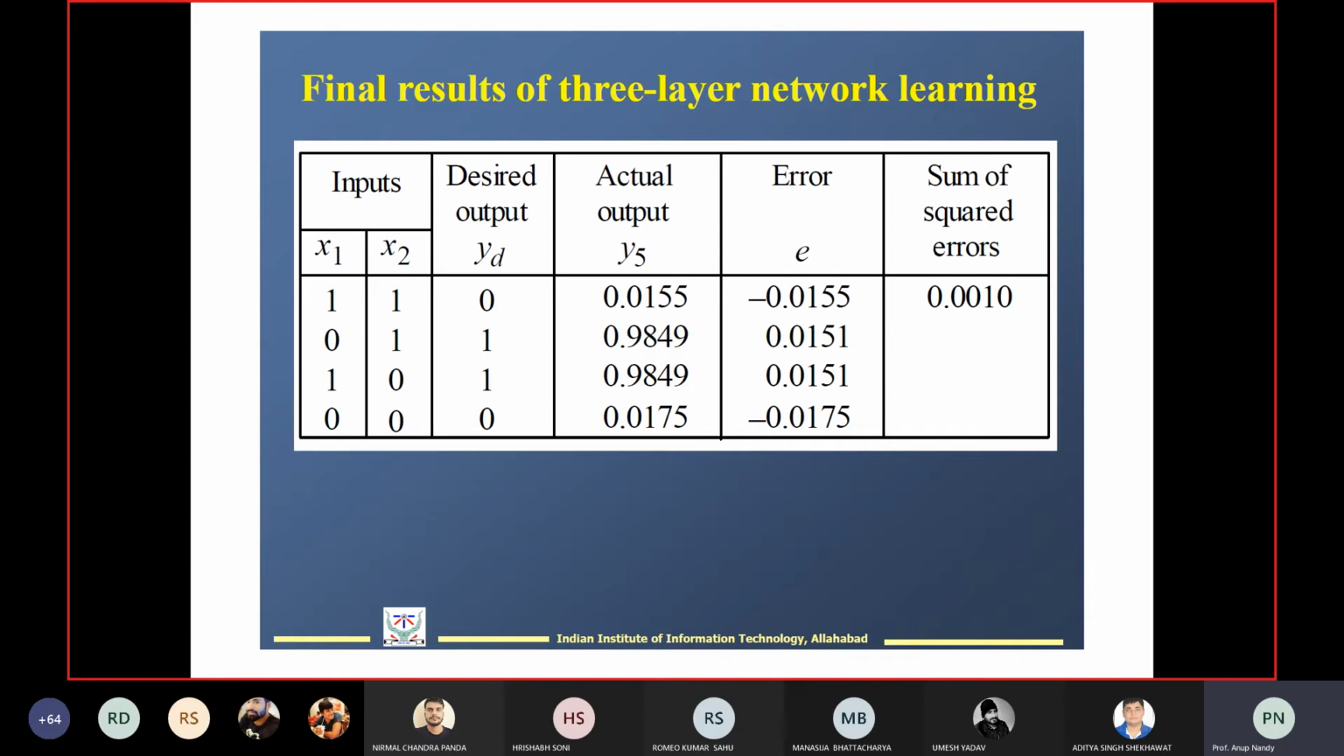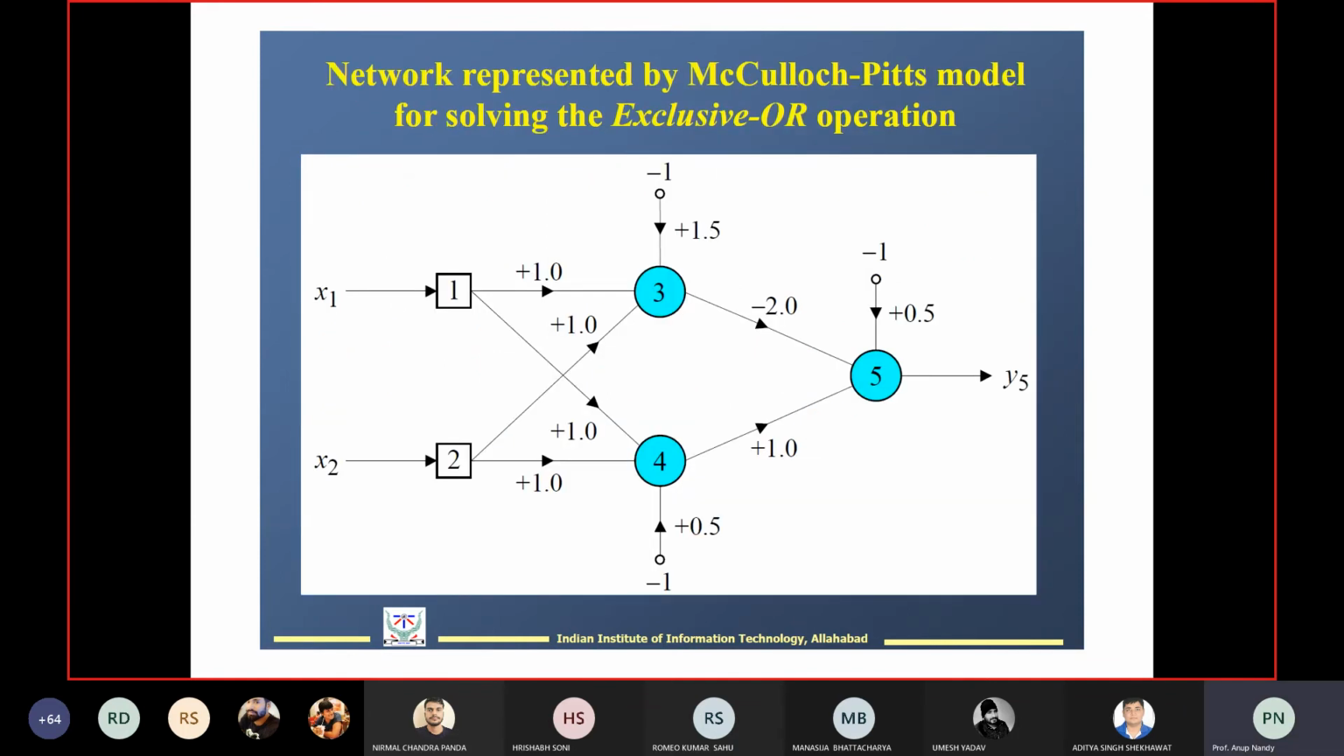So this is the final result of the 3 layer network. The inputs are 1 1, 0 1, 1 0, 0 0. There is a desired output, and the actual output generated is 0.0155, obviously close to 0. Then 0.9849, also close to 1. It is close to 1. It is close to 0. Then the error is very small. Then the sum of squared error is 0.0010. Okay, so these are the things.